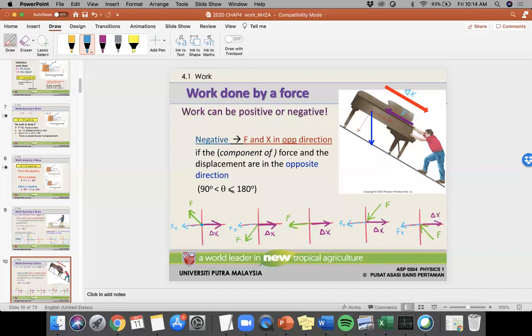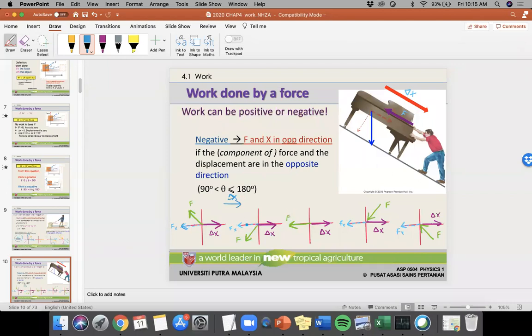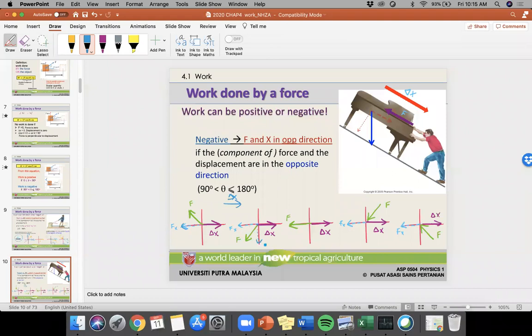So here, resolving it here, we get a Fx to the left, but our displacement is to the right. We are assuming our displacement is to the right, so that gives us a negative work done. Same thing here, resolving it here. Fx is in the opposite direction, negative work done. F is in the opposite direction, negative work done.